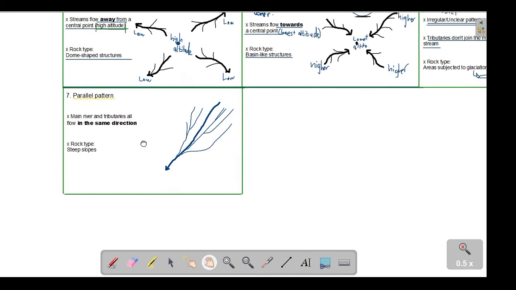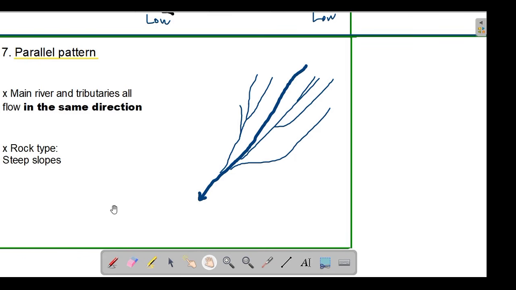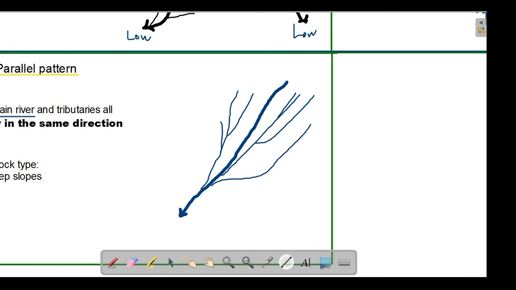So now let's head on to the last one. The last one is the parallel pattern. In a parallel pattern, you have the main river and its tributaries flowing in the same direction. If you observe well, you'll find that this is a tributary, this is the main river, and they are moving in the same direction. They are parallel to each other. That's what we mean by flowing in the same direction.